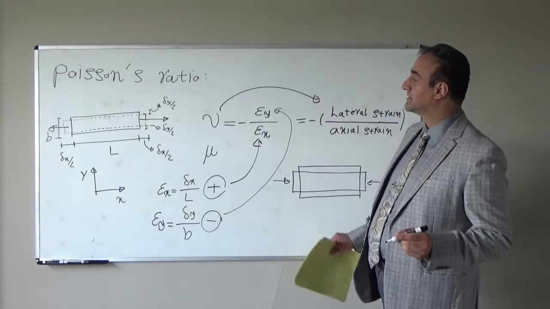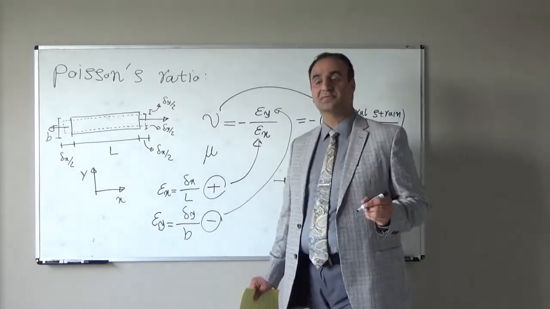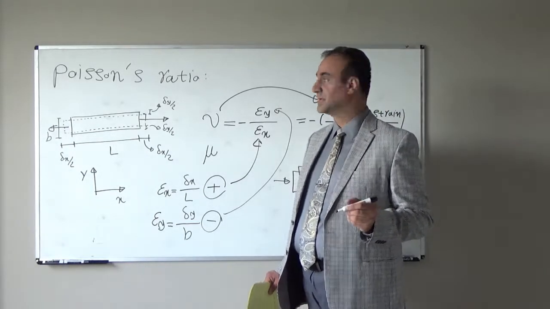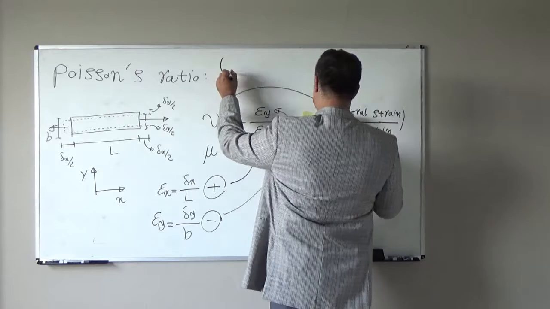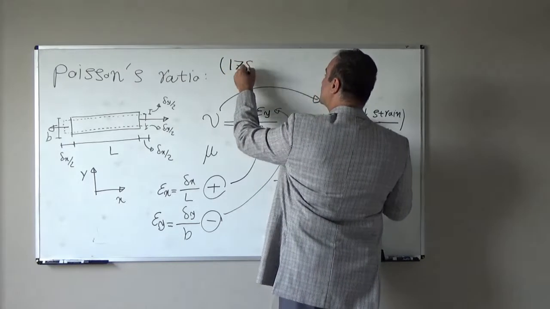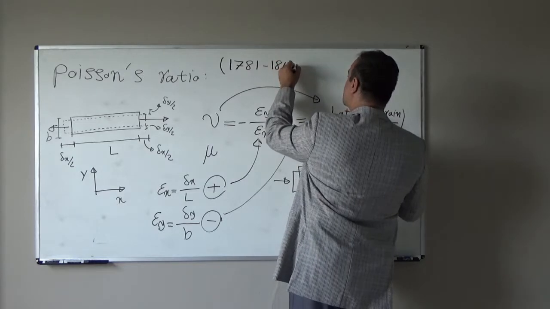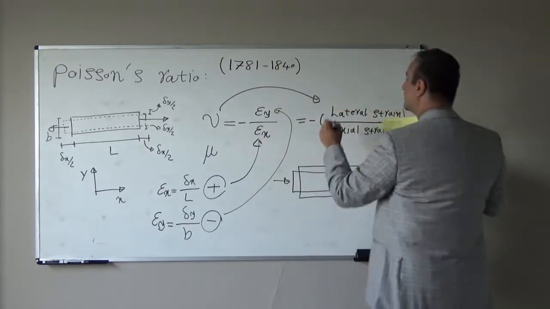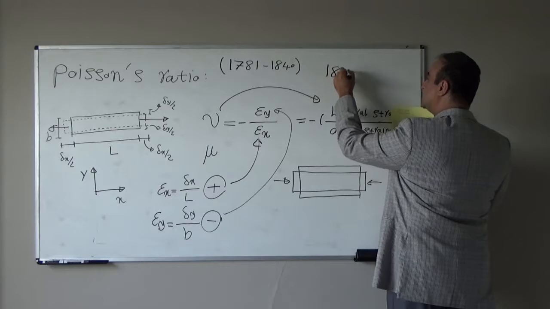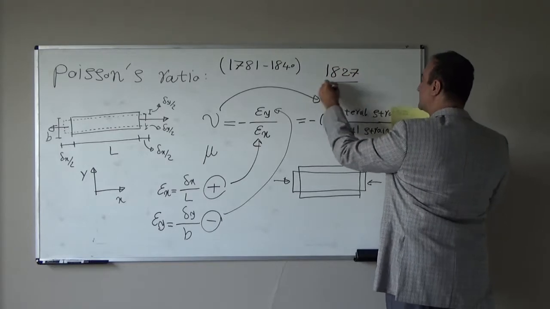And as I mentioned, Poisson was a French mathematician. Let's write even the date here, 1781 to 1840, and he found this Poisson ratio in 1827.